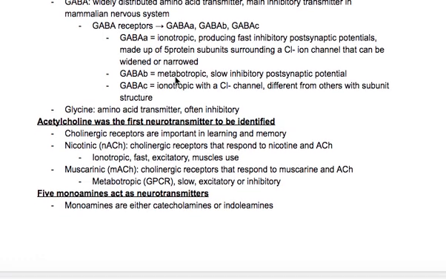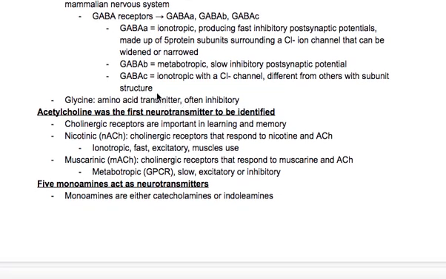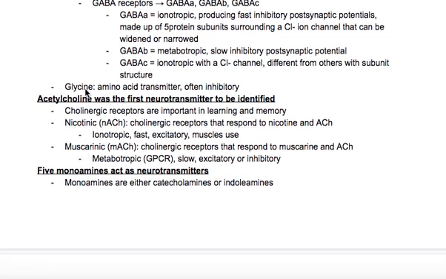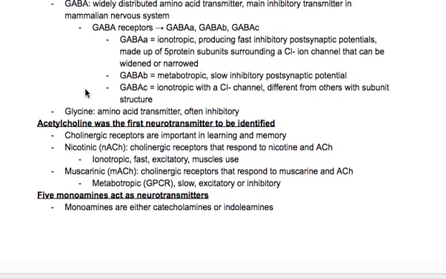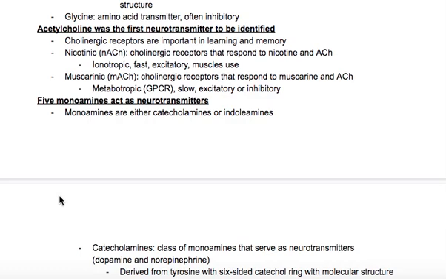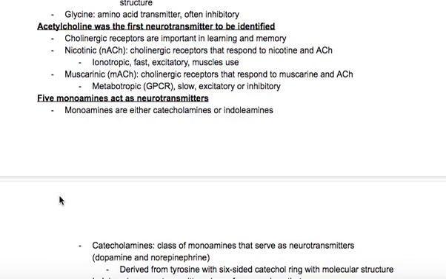GABA B is metabotropic, and it has slow inhibitory postsynaptic potentials because of the fact that it's metabotropic. And GABA C is ionotropic with a chloride ion channel. It's different from the other subunits in structure, which distinguishes it from GABA A. The last one discussed for the amino acid transmitters is glycine, which is often inhibitory, while GABA is the main inhibitory transmitter. Next section is acetylcholine was the first neurotransmitter to be identified.